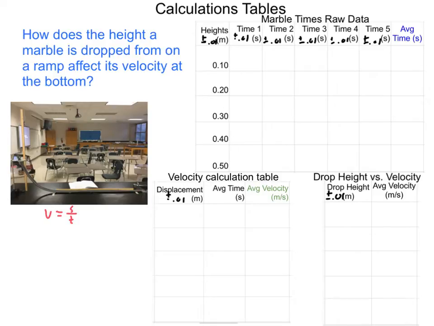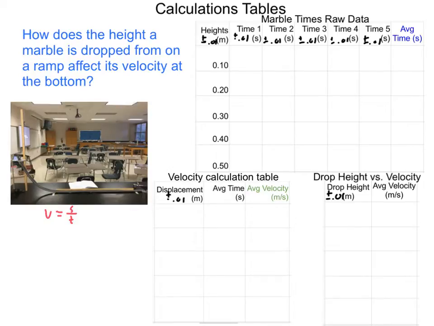Now that we've learned how to set up all of our data tables whenever all of our measurements are direct, let's look at what we need to do if one of our measurements is indirect. Now, this question: how does the height a marble is dropped from on a ramp affect its velocity at the bottom? So here's my ramp again, and instead of looking at how long it takes to go across that 1 meter down there, let's look at how fast it's going whenever it hits that bottom area.